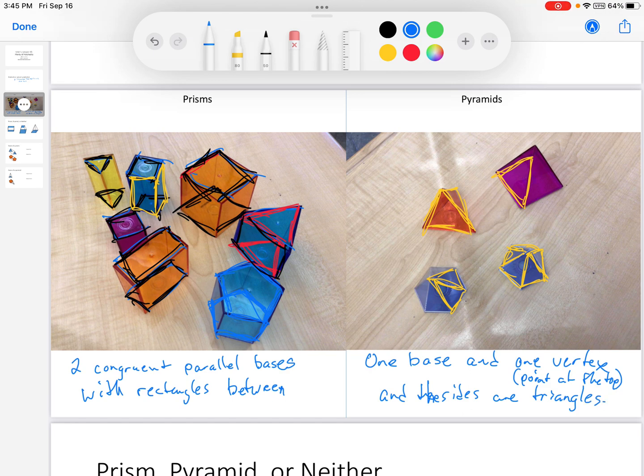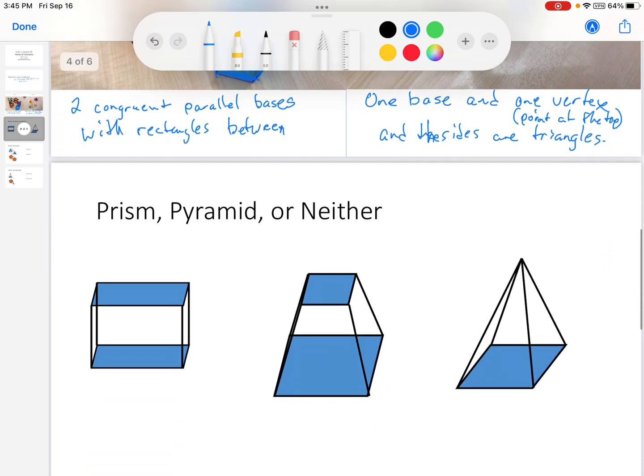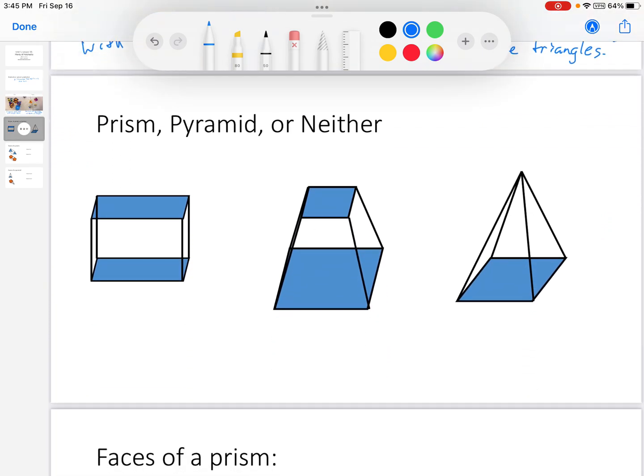So prisms have two bases, pyramids have one base. Prisms have rectangles on the sides, pyramids have triangles on the sides. That's what makes them different. Let's look at the next page. So look at these shapes. Is it a prism? Is it a pyramid? Or is it neither? Okay, well, look. This one has a point on the top and a base at the bottom. Therefore, this is a pyramid.